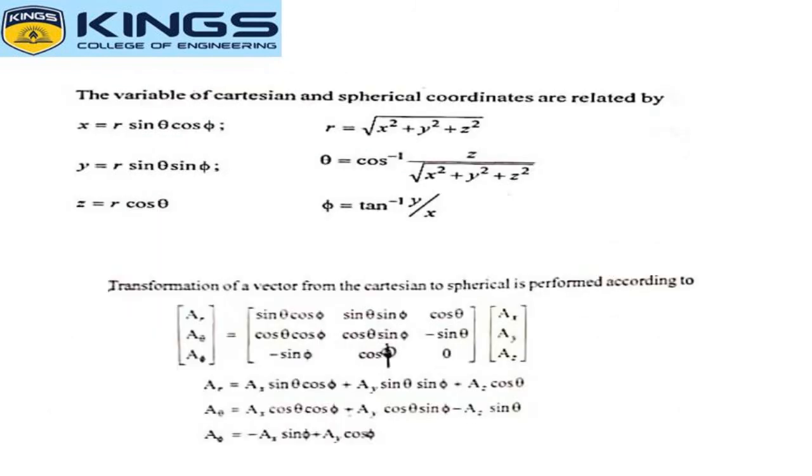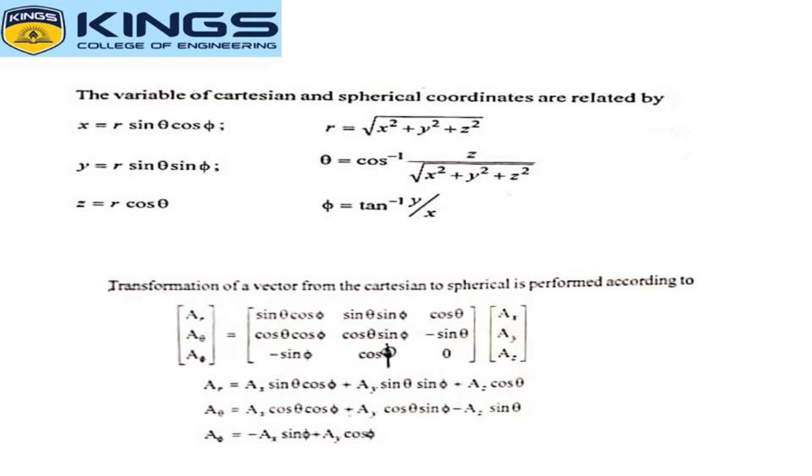Next one is the relation between Cartesian and spherical coordinate system. That means x, y, z may be represented in terms of r, theta, phi, and r, theta, phi may be represented in terms of x, y, z. First we see the Cartesian coordinate system in terms of the spherical coordinate system. So x is equal to r sin theta cos phi, y is equal to r sin theta sin phi, z is equal to r cos theta.